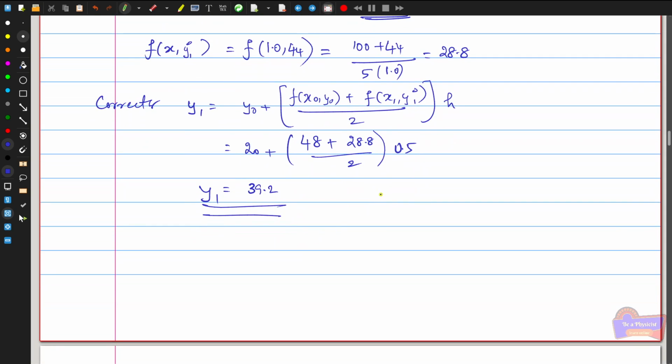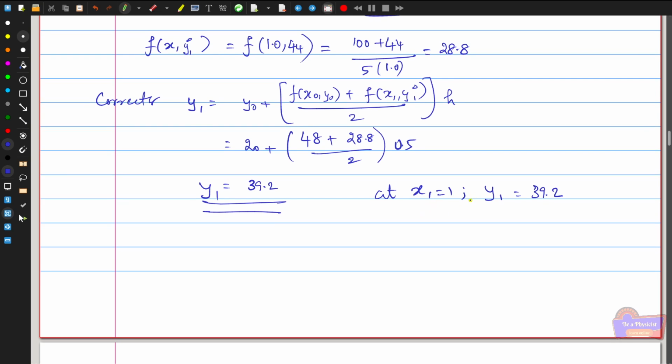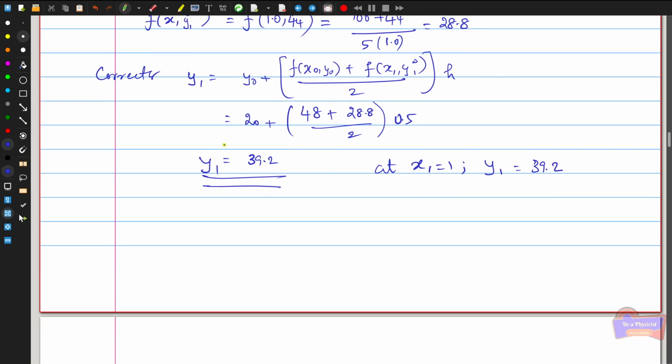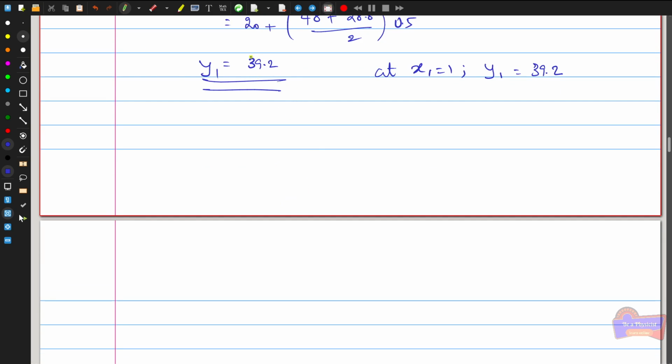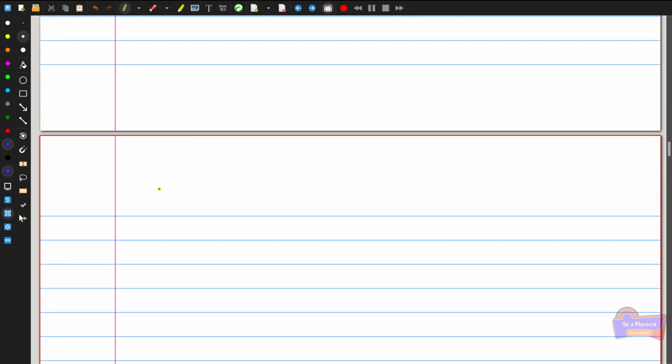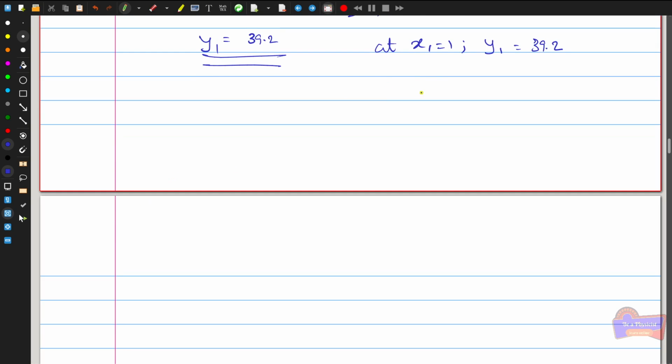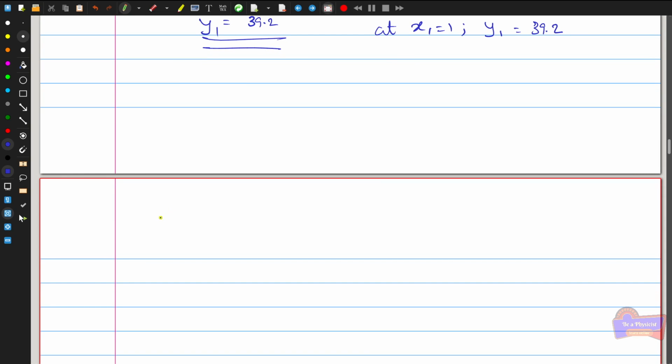Therefore, at x1 is equal to 1, the value of y1 is equal to 39.2. Using these values, we can just evaluate the equation and find out the y2 value. That is, you can repeat the same steps again using the values of x1 and y1.